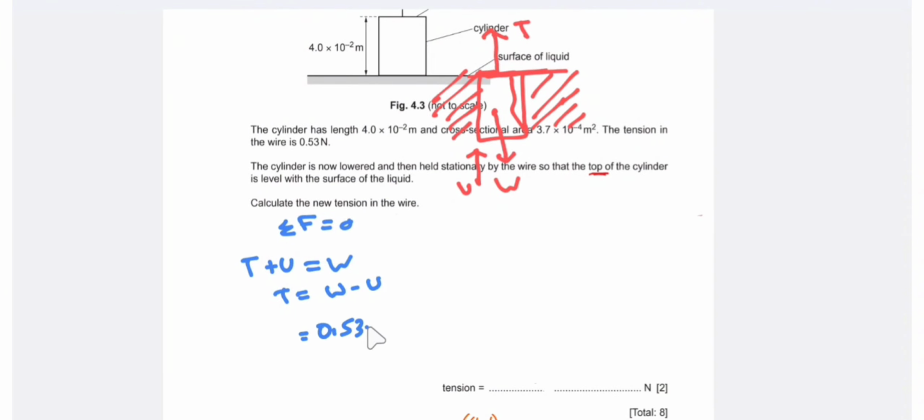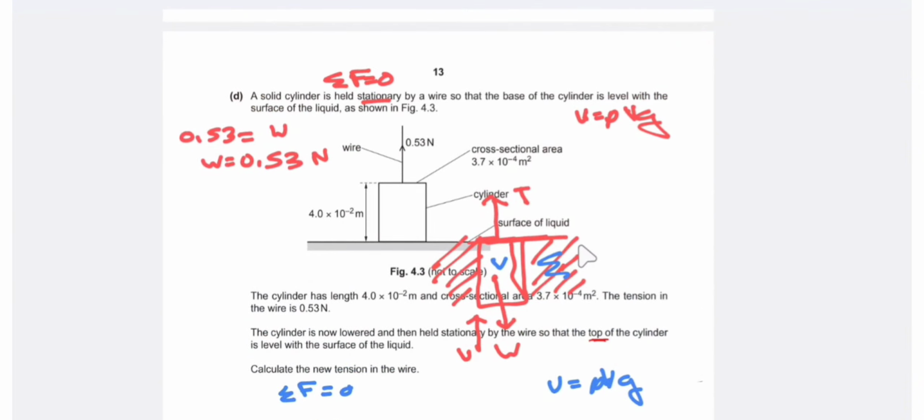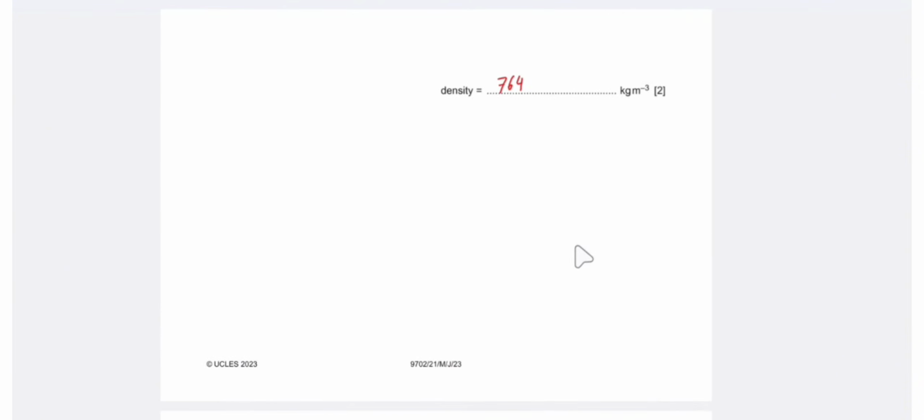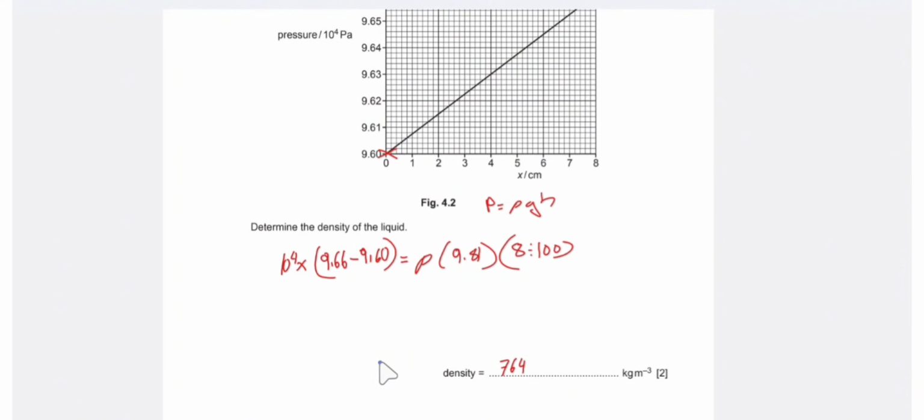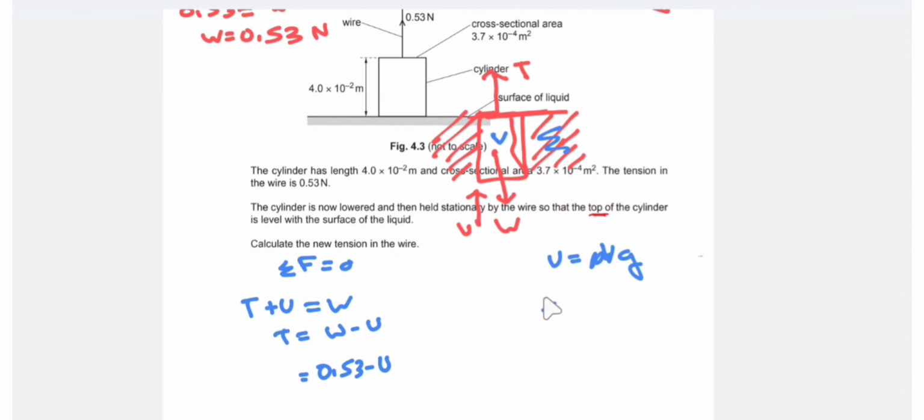And what is upthrust? Upthrust is equal to rho Vg, where rho is the density of the liquid, V is the volume of the object, and g is the gravitational field strength. So what is the density of the liquid? Initially we have calculated the density of the liquid as 765, or we can say 764. So the density is 764, and what is the volume of the object?